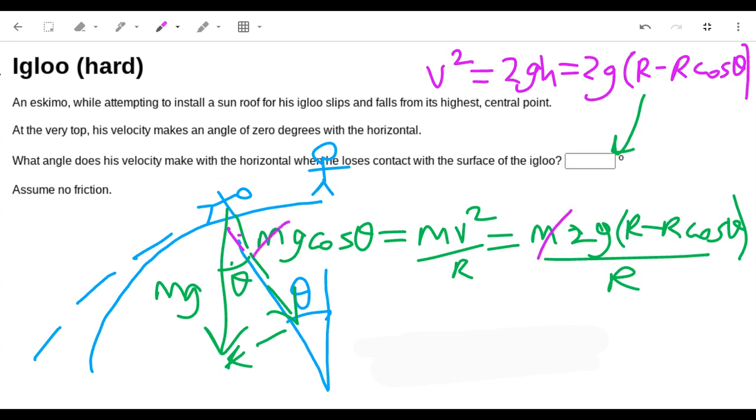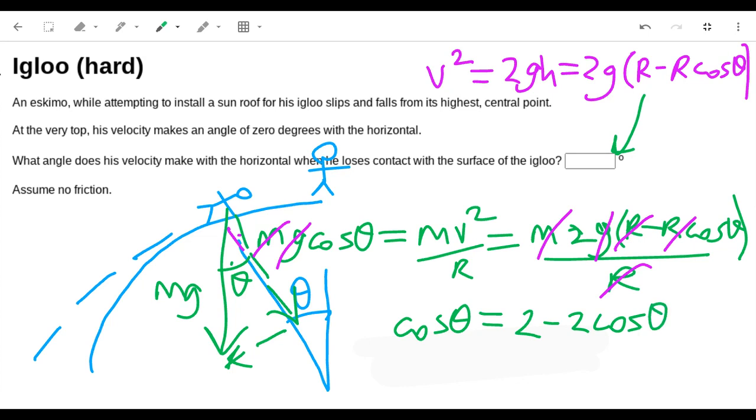We can cancel some stuff out. We can cancel the m's, we can cancel the g's, and we can cancel the r's on the top and the bottom. So I get an equation for theta here, which is that cos theta equals 2 minus 2 cos theta. That tells me that cos theta equals 2/3. And from that you can work out theta. It's the inverse cos of 2/3.